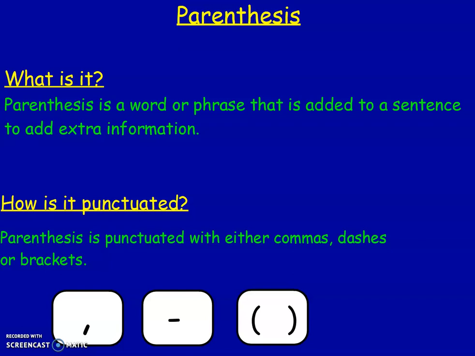Okay, today we're going to look at parenthesis. It's a word that I mentioned yesterday during the starter, and parenthesis is a word or phrase that's added to a sentence to add extra information. And I know my class will definitely say that I'm always telling them to add more information. If you know something, it's best to get it down because it just looks better when you get the most information in possible. Parenthesis is punctuated with either commas, dashes, or brackets.